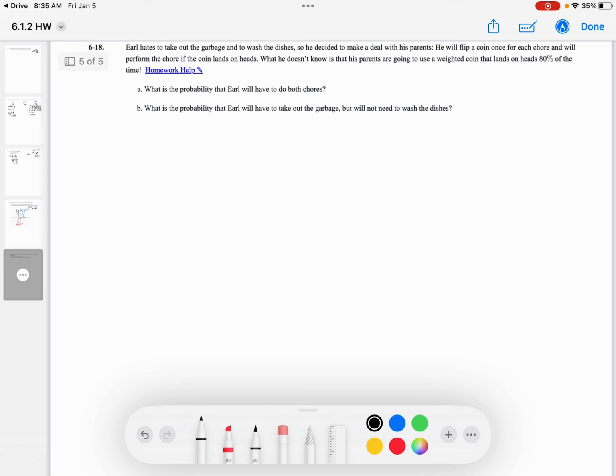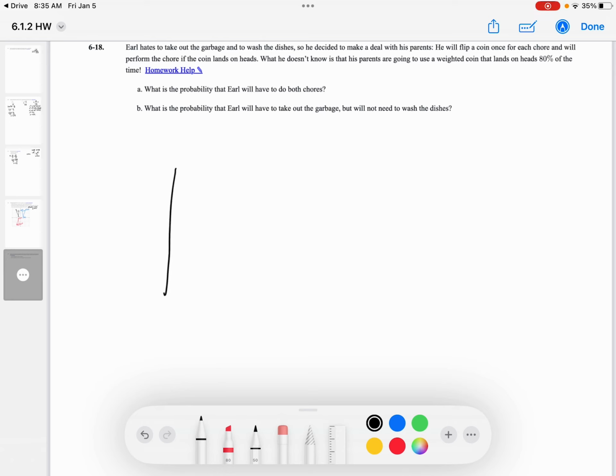Okay, problem 618. Earl hates to take out the garbage and to wash the dishes, so he decides to make a deal with his parents. He'll flip a coin once for each chore and will perform the chore if the coin lands on heads. What he doesn't know is that his parents are going to use a weighted coin. That is just like parents, isn't it? That lands on heads 80% of the time. Okay, so that means tails 20%.